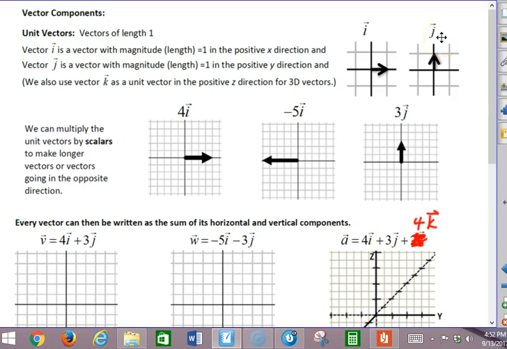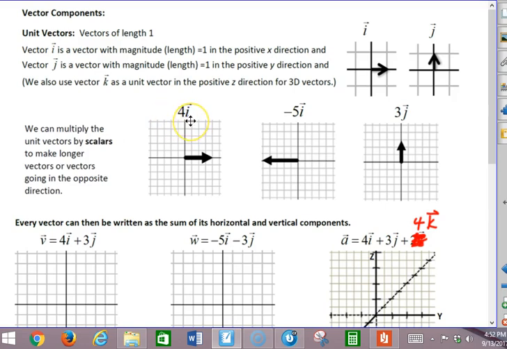We can also use vector k as a unit vector in the positive z direction if we have a 3D vector, and we're going to look at one of those in just a minute. Now, if we multiply the unit vectors by a number called a scalar, we can change the scale of the vector, or the length of the vector.